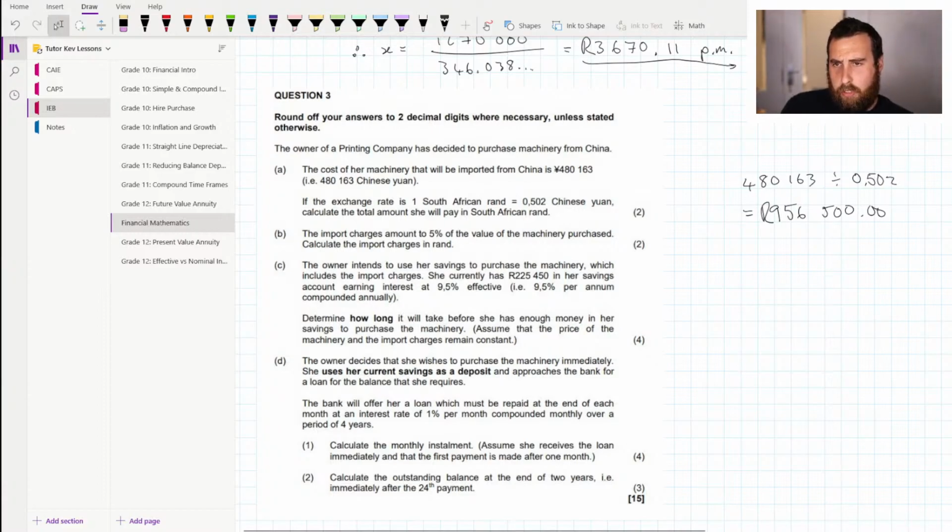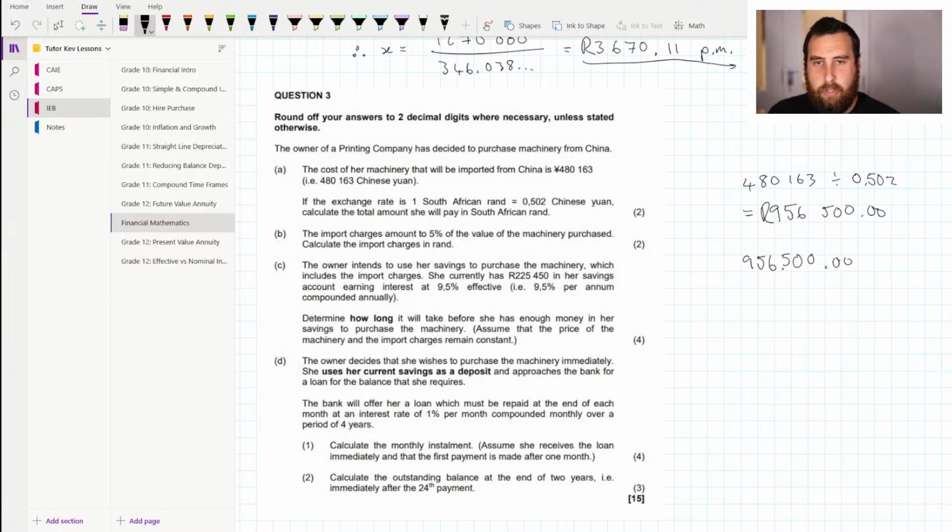The import charges amount to 5% of the value of the machinery purchased. Calculate the import charges in rands. So 5%, we're literally just going to multiply by 5%. So it's going to be 956,500.00 times 5%. In case you guys aren't sure about where the percentage sign is on your calculator, it's the shift left bracket.